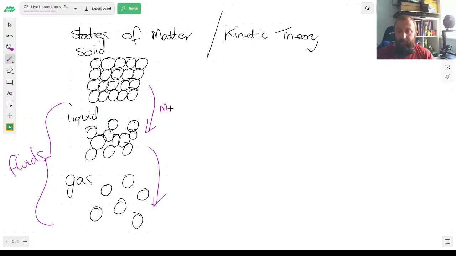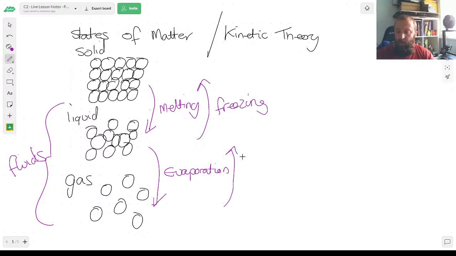We know that we're going this way. We have melting. And we have evaporation. And if we're going that way, we have freezing. And if we're going that way, we have condensing. So none of that hopefully should be new to you in any way, shape or form.